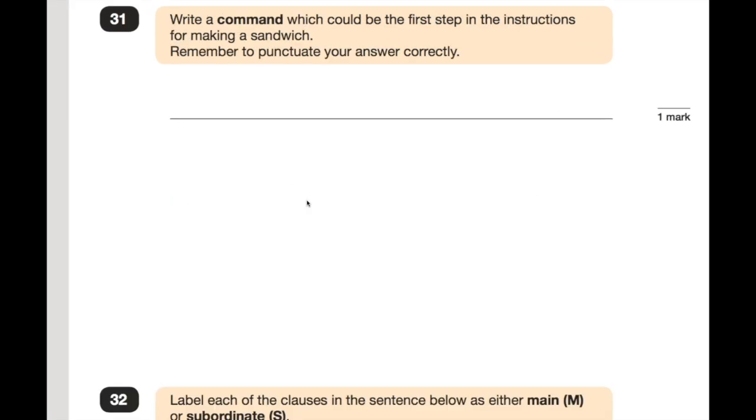Number 31, write a command which could be the first step in the instructions for making a sandwich. Remember to punctuate your answer correctly. In this case, they're looking for a capital letter and a full stop, and I would advise that you don't use any tricky words because they could penalise you for the spelling as well. So you make it as simple as possible. I'm going to say, slice the bread. So remember your capital letter and your full stop as well.